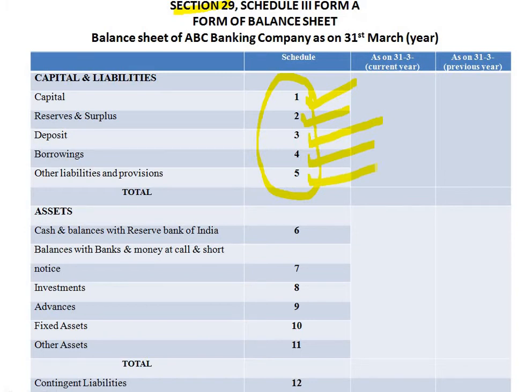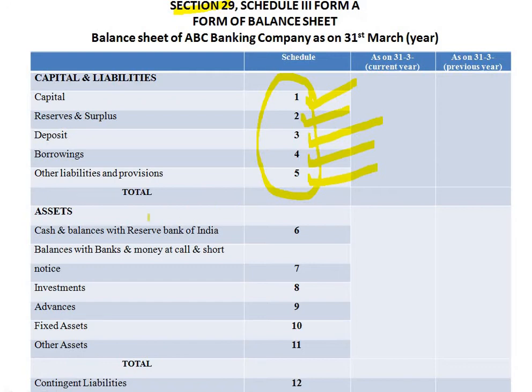This is with regard to the liability side of the balance sheet of a banking company. The liability side is titled capital and liabilities, and it consists of 5 subheadings or schedules. Capital is Schedule 1. Reserves and surplus is Schedule 2. Deposits form Schedule 3. Borrowings are considered under Schedule 4. Other liabilities and provisions are considered as the 5th schedule. The total of these 5 indicates the total liabilities.